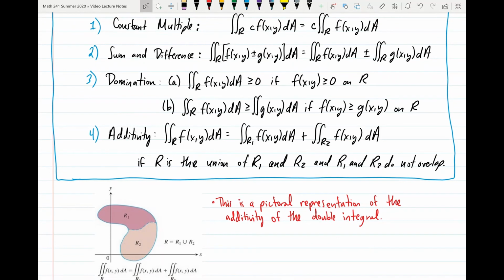We also have this domination property here. I don't know if this is given in the book, at least for Calc 1. Maybe it is, and I just don't remember.